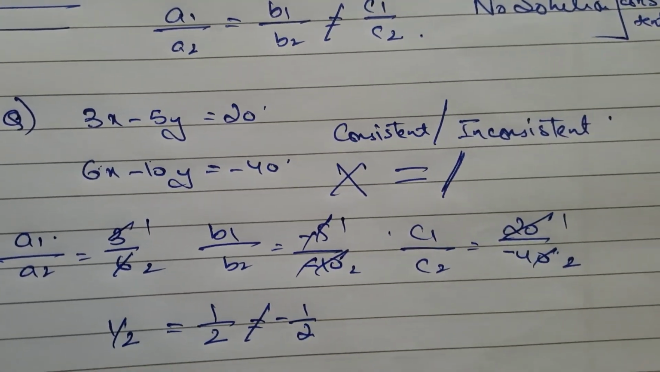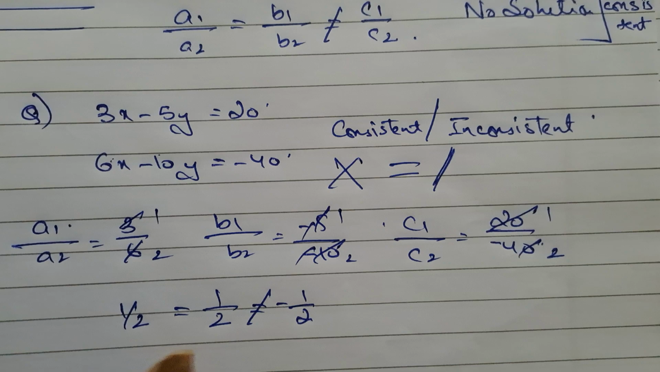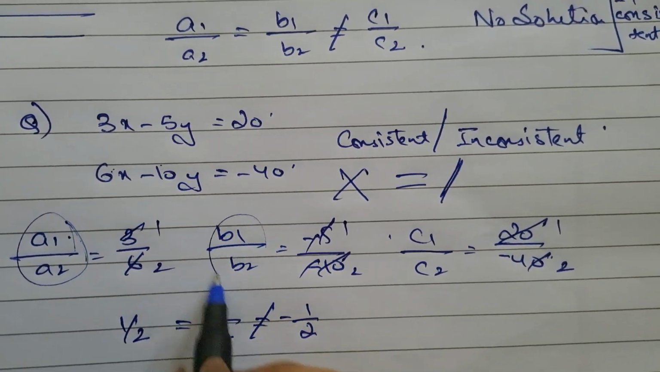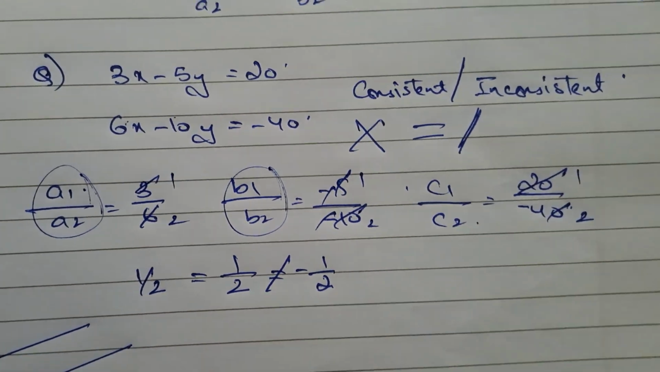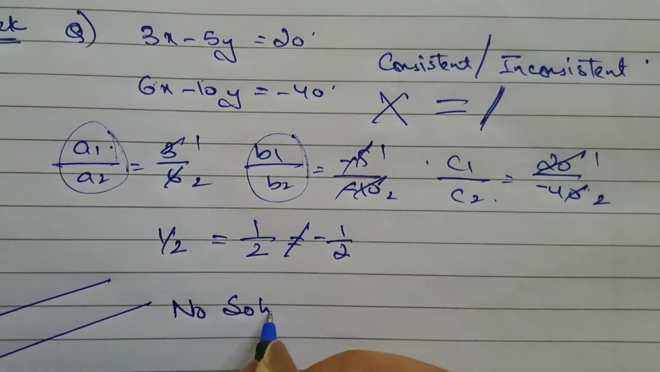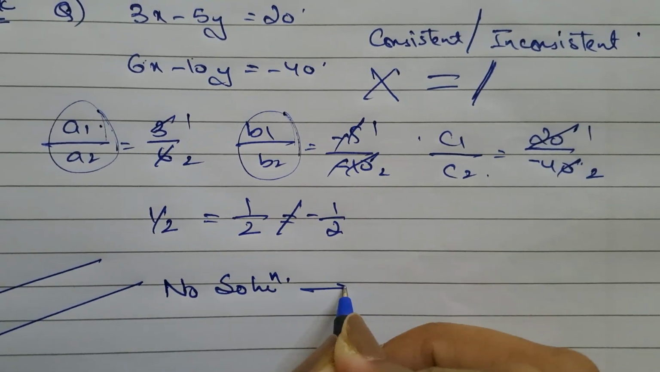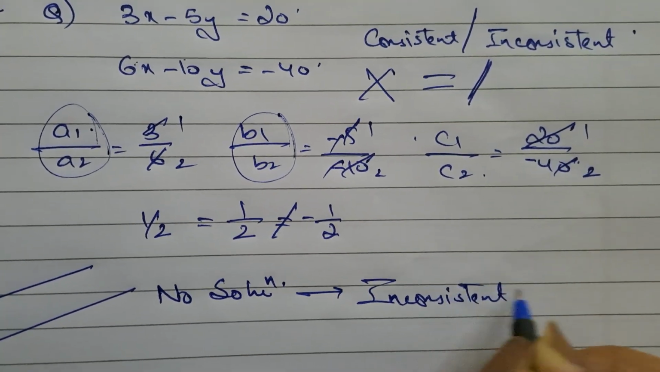So the first two are equal. What do I understand here? The lines are considered to be parallel lines when a1 by a2 is equal to b1 by b2, not equal to c1 by c2. The set of lines that I have is parallel lines. When they are parallel lines, they have no solution, and since they have no solution, I can write that these lines are inconsistent in nature. Okay, that's how we do it.